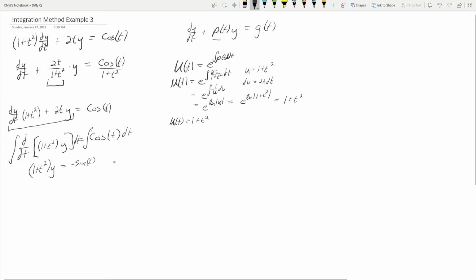And then we're going to get y plus c. Then we're going to get y by itself and divide everything by 1 plus t squared. So y is equal to negative sine t, plus c, over 1 plus t squared. And then that is our solution for this problem right here. Alright, I'm going to do another example. It's going to be an initial value problem.